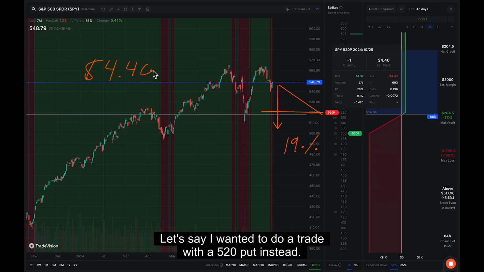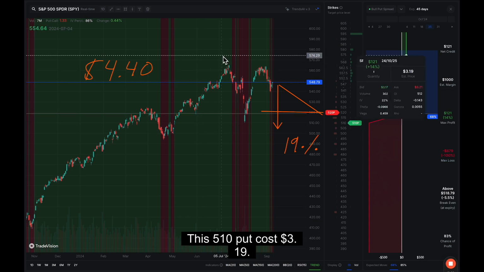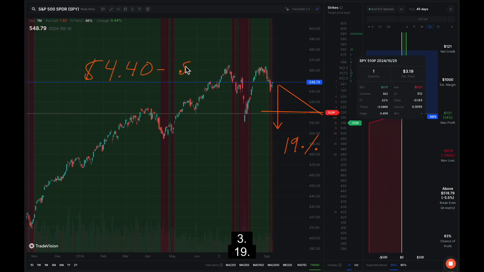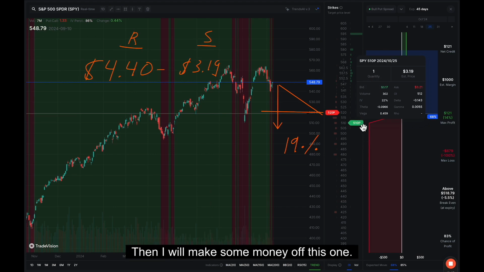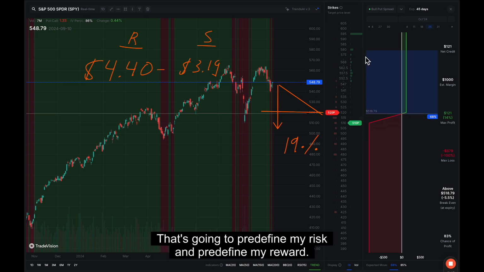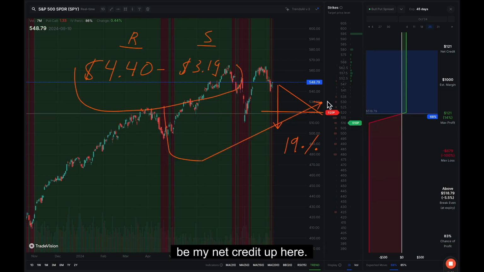Let's say I wanted to do a trade with the 520 put instead. Let's say I wanted to do a 520 and a 510 put. This 510 put costs $3.19, right? So I receive $4.40, and then I spend $3.19 for my protection, just in case SPY actually does come down, right? Then I will make some money off this one. That's going to predefine my risk and predefine my reward. I'm going to keep the difference between these two, which should be my net credit up here.